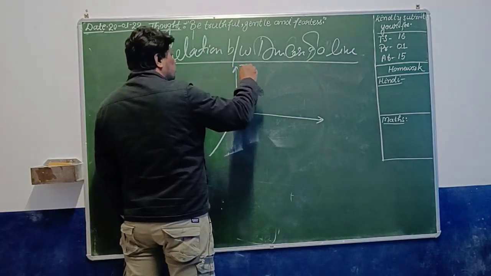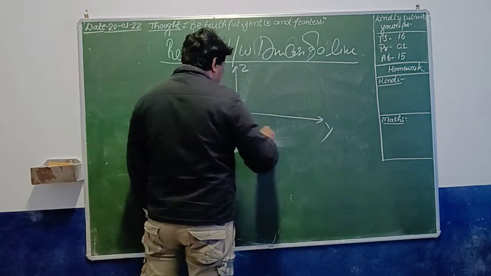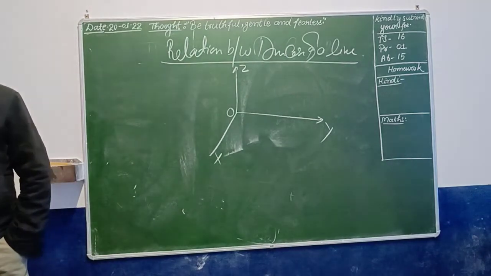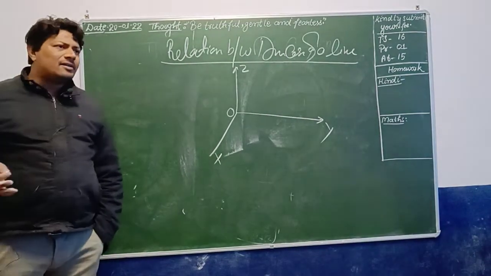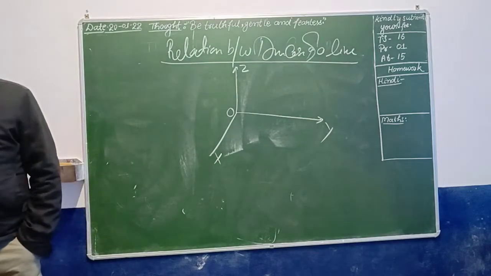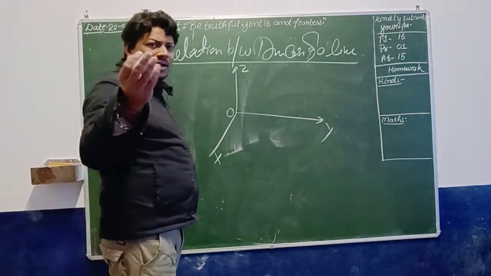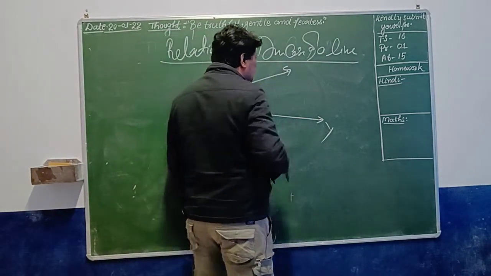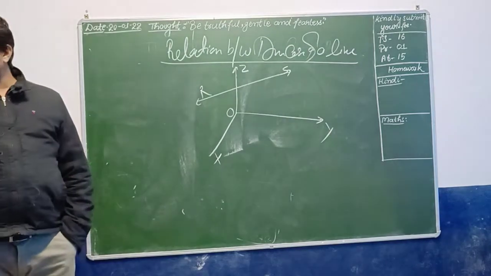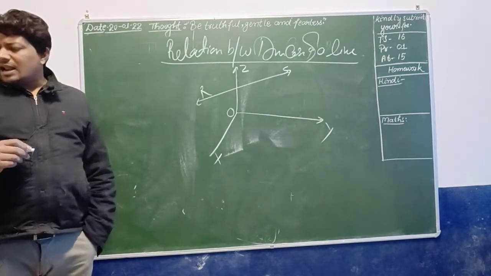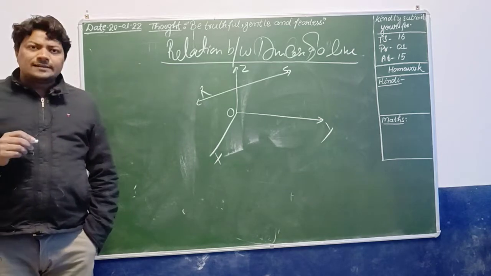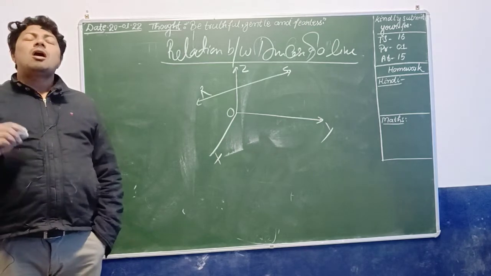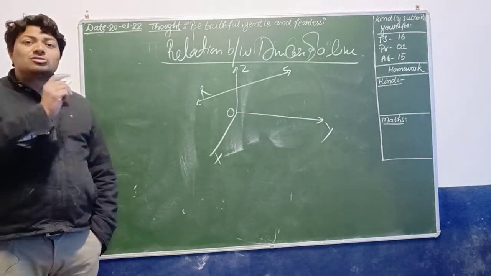You have the x-axis and y-axis, origin O. Now consider any line RS with direction cosines l, m and n. Is that clear? Through the origin, draw a line parallel to the given line.